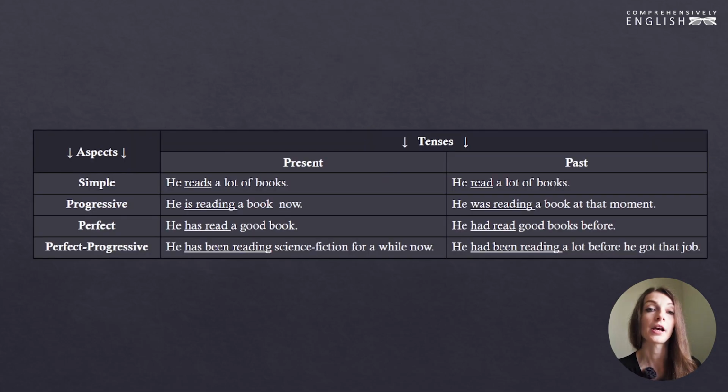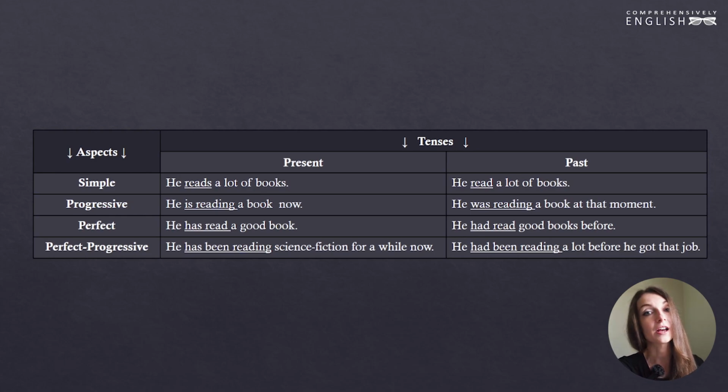Let's now compare the present and the past tenses in each of the aspects. The simple aspect helps us speak about simple things that are facts or laws of nature, or helps us describe things that are permanent. He reads a lot of books. That's what present simple is. He read a lot of books. That is the past simple tense. He reads generally now versus he read generally in the past.